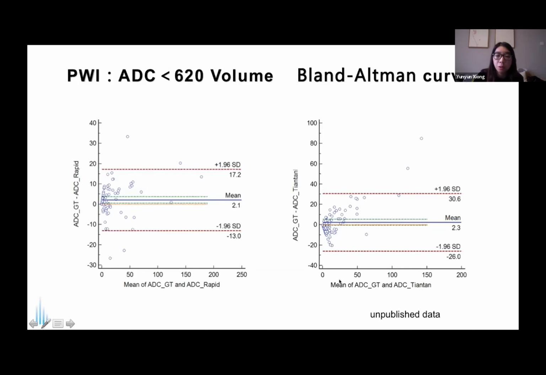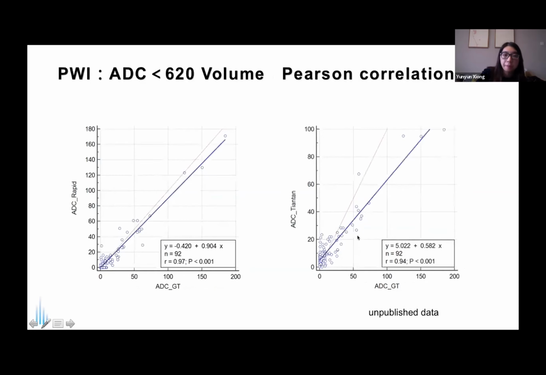The ground truth was set as the handwritten volume on the ADC and the DWI. And when we use the Bland-Altman curve, we found that RAPID and the Tiantan software were very close to the ground truth. They were all non-significantly different from the ground truth.